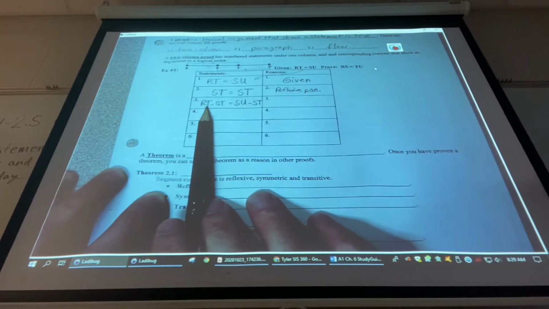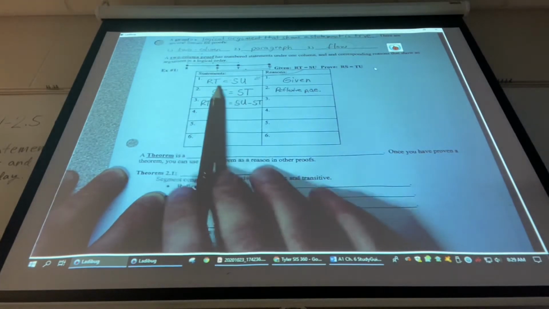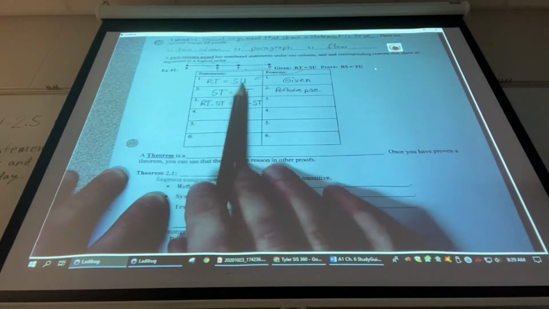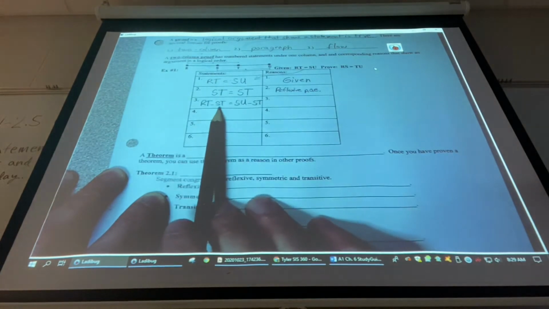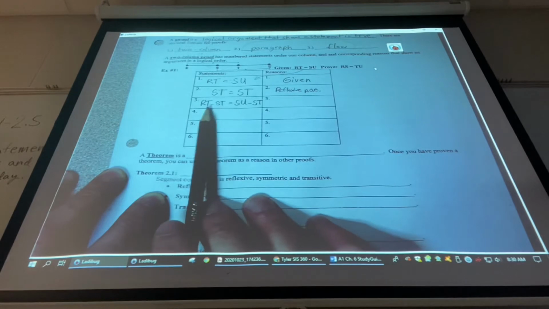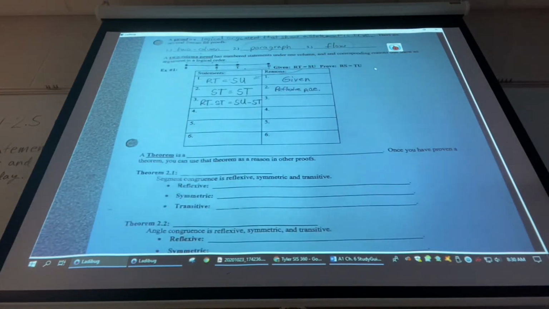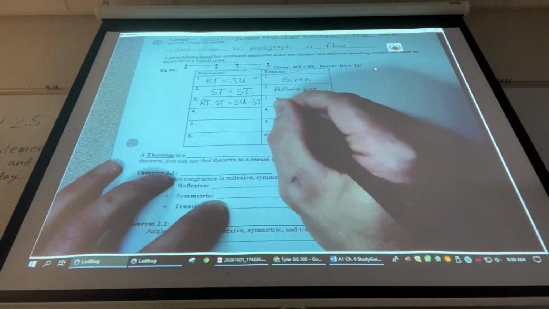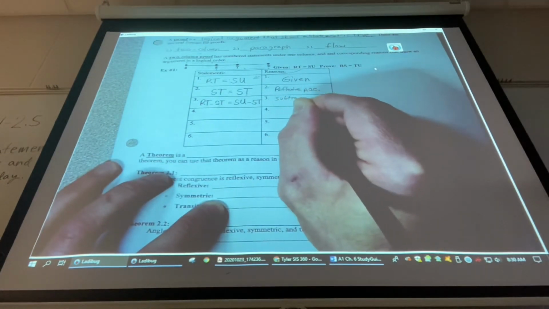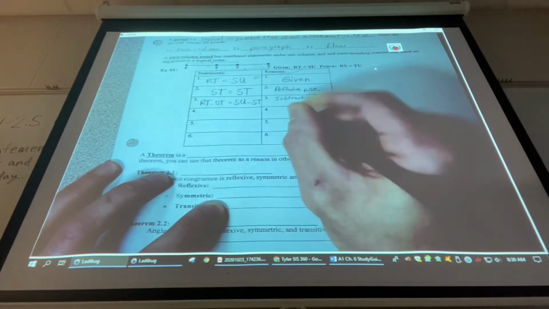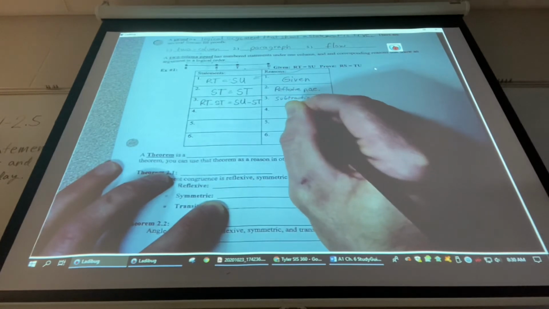It doesn't really say anything here. We've got RT is equal to SU, that was given. And now they're subtracting ST from one side, and they're also subtracting ST from the other side. So it's a subtraction. Subtraction property of equality.